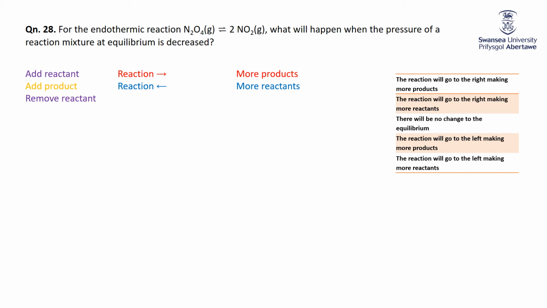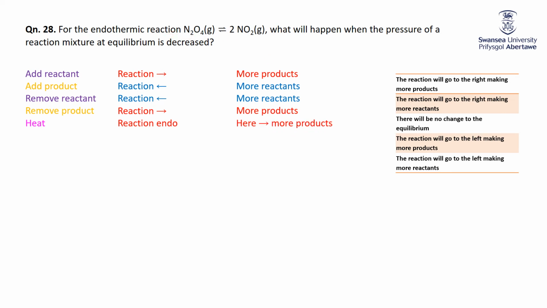Remove reactant, as long as that reactant is part of the equilibrium considerations, then you need to make more of it, which means the reaction goes to the left, making more reactants. Same argument with the product: need to make more products, reaction goes to the right. If you add heat, any reaction goes in the endothermic direction. Here endothermic is going to the right, so it will make more products. Cool it down, any reaction goes in the exothermic direction. Here endothermic is that way, so exothermic must be to the left. So therefore we would make more reactants.